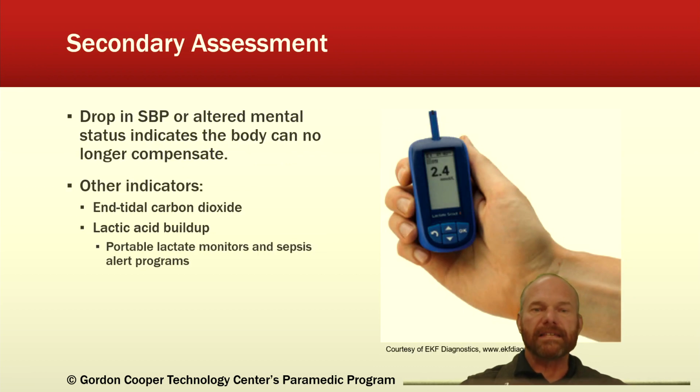So, some secondary assessments: shock is categorized as hypovolemic or hemorrhagic until proven otherwise. So if a patient's in shock, we're saying it's hypovolemic or hemorrhagic until it's proven otherwise. A drop in systolic pressure or altered mental status indicates that the body can no longer compensate for that shock. We already talked about that, but we want to monitor other indicators of shock if we're able to.